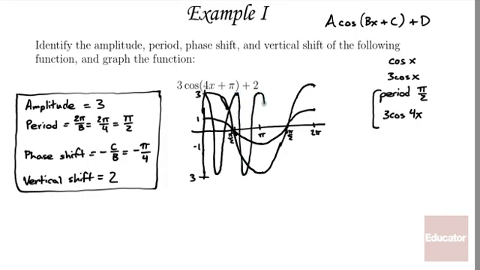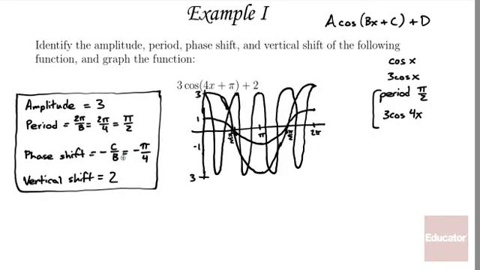So every pi over 2, it does a complete cycle. So what I just drew there was 3 cosine 4x. The phase shift now I'm going to introduce is -pi over 4. That means it moves it pi over 4 to the left.